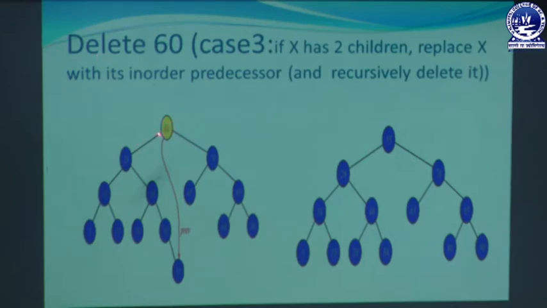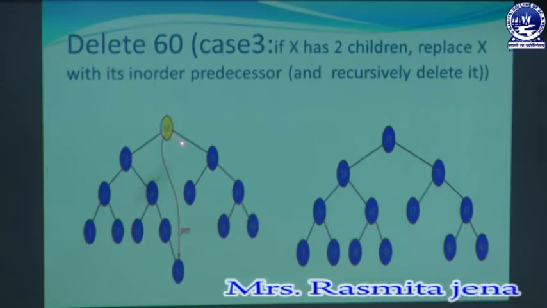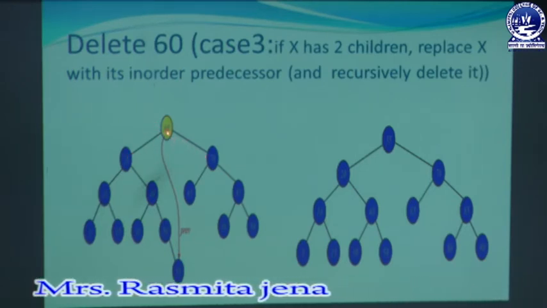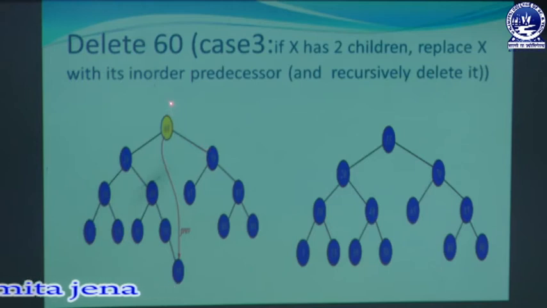So you can see 60 is the root node having two children, that is, 60 has the left child as well as the right child. And when I want to delete 60, as I have already told you, if the node has two children, in that case we replace that node by its in-order predecessor. Case 3: if x has two children, then replace x with its in-order predecessor.